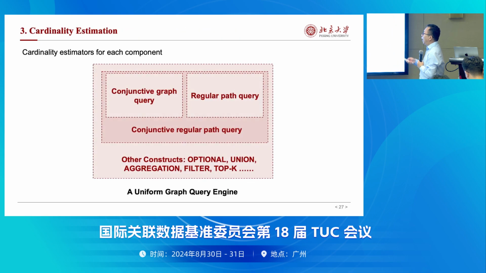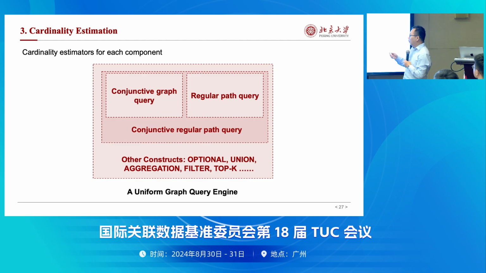Okay, I have talked about how to represent a complex graph query in a uniform query plan representation. The next question is how to optimize it. It means that given a query, how to find the optimized query plan for it. I think this is a very big topic. I cannot cover all of it, so I will just give one small topic, that is how to estimate the cardinality.